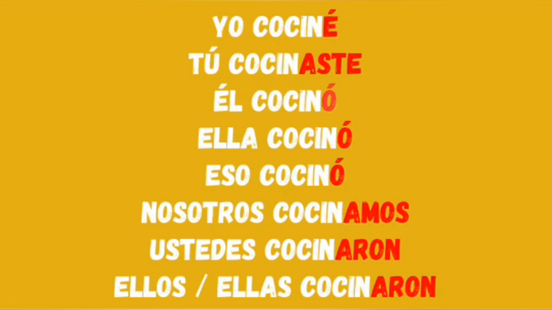And then the ending, according to the personal pronoun we have, okay? Now, if you want to say you cooked in the plural form, in Spanish you have to say ustedes cocinaron. And then if you want to say they cooked, you have to say ellos cocinaron. If you are talking about a group of boys, ellos cocinaron. And if you are talking about a group of girls, then you have to say ellas cocinaron, okay?